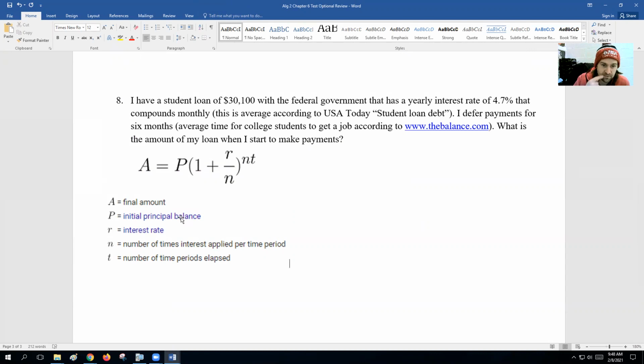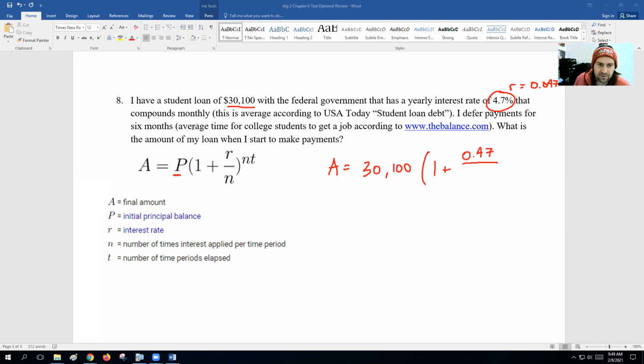All right, so what we'd have to do is figure out, and this is what they do, you'd have $30,000 in student debt. So that is your principal. Your amount is what we're going to try to solve for. So $30,100. We've got 1 plus the rate, which is 4.7%, so R is 0.047, divided by N. N is the number of times the interest is applied in a time period. It's compounded monthly, so N would be 12.